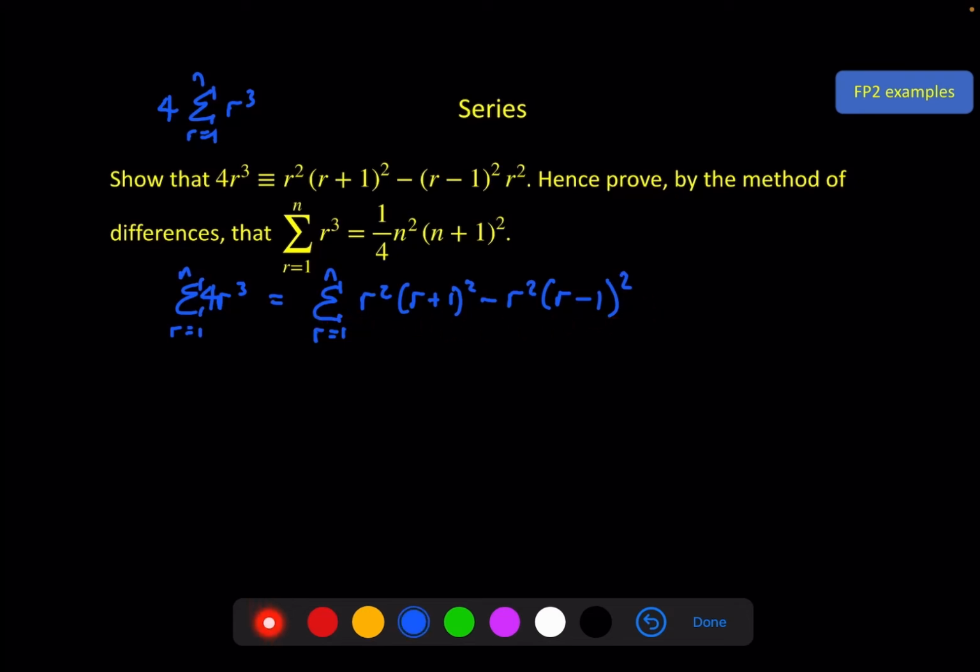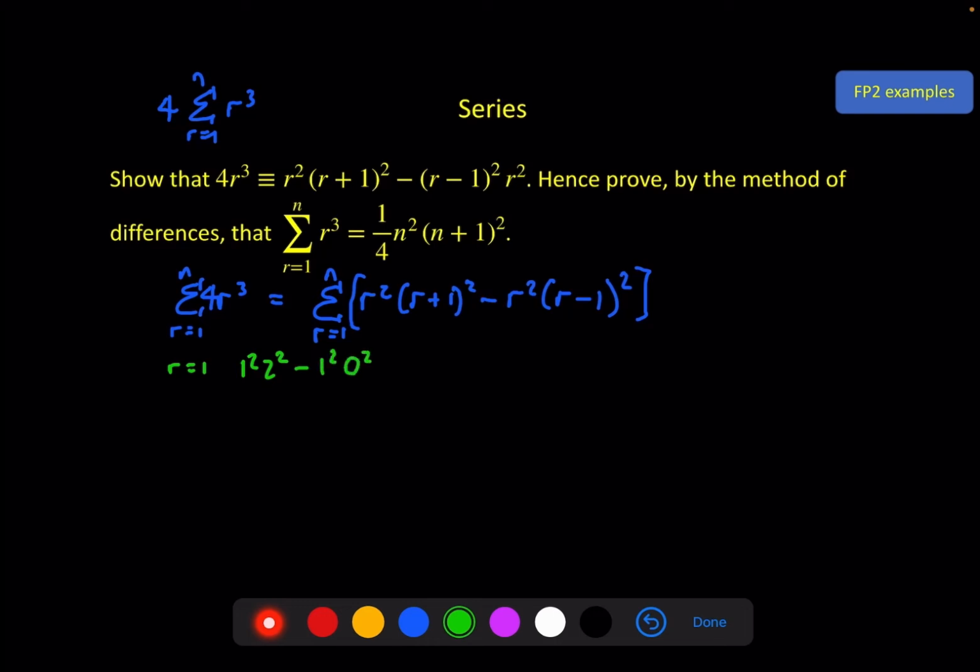Now, to be very formal about that, I should put all of that in brackets to indicate it is all included in the sum. Now I have to find the pattern of cancelling, so I try r is equal to 1 and see what we get. If we put the first term r equals 1 in here, we get 1 squared, 2 squared, minus 1 squared times 0 squared. And I'm going to write it out like that. 1 squared times 2 squared minus 1 squared times 0 squared.